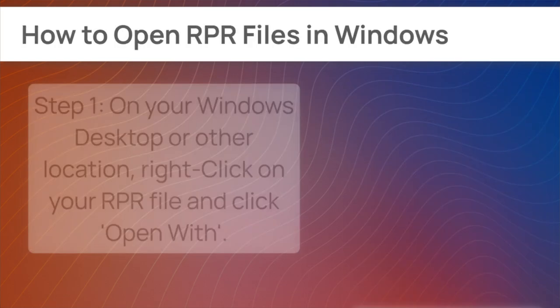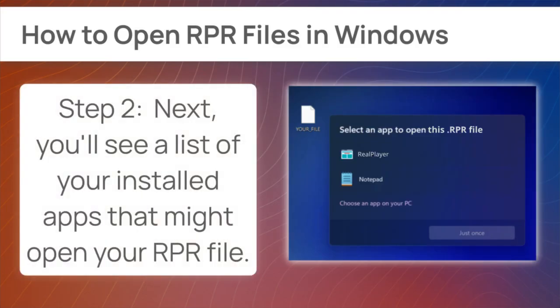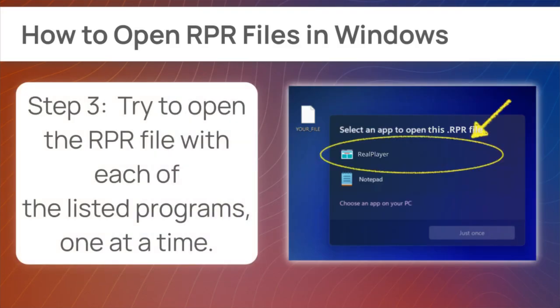Right-click your RPR file, then click Open With. Try RealPlayer if you see it. If it is not there, test the next application. We are looking for a successful file link.